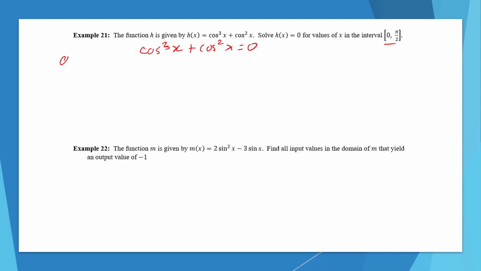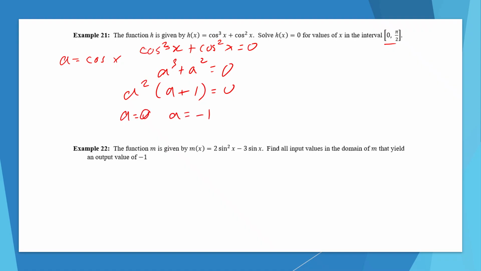I'm going to use the a method here when you have two cosine terms. So a cubed plus a squared equals 0. Here we can factor out an a squared and then solve. So a equals 0, a equals -1. And then we would get cosine x equals 0, cosine x equals -1. Here cosine x will only equal 0 at pi over 2.